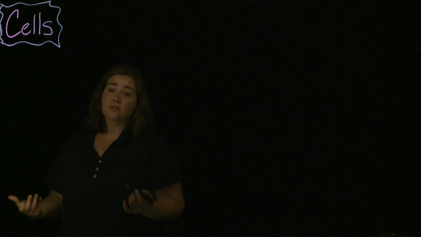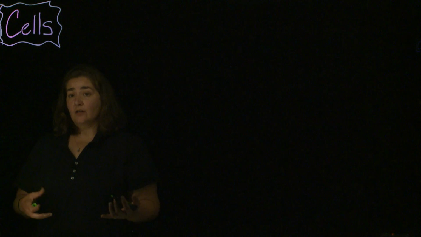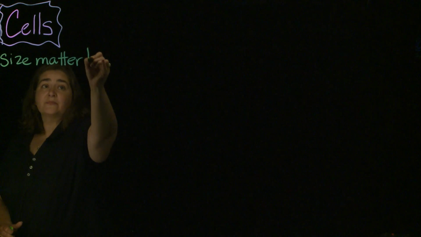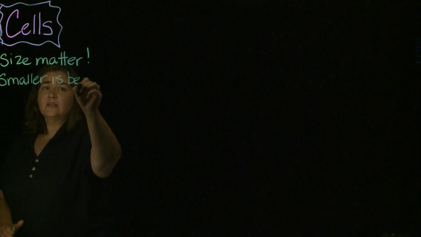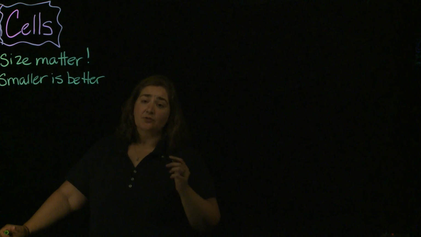Hello and welcome back. Our topic for this video, we're going to continue talking about cells, but what we're going to focus on now is cell size and some characteristics associated with our two classifications of cells, prokaryotic cells versus eukaryotic cells. With cells, size is going to matter. And it's actually true that smaller is going to be better. We're going to talk a little bit about why with cells, smaller is better.